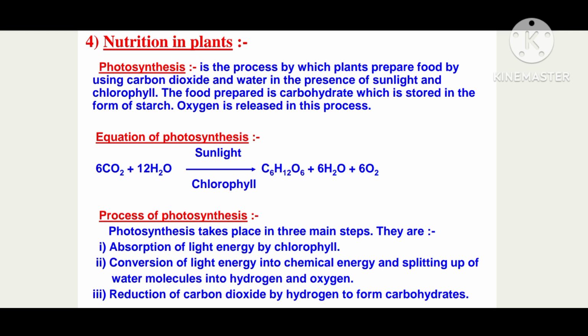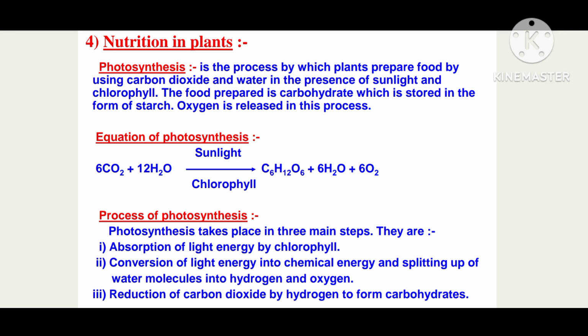Here photosynthesis is nothing but what? It is a process by which the plants will prepare their own food by utilizing what? Carbon dioxide and water in the presence of sunlight and chlorophyll. By using all these things, what will the plant do? The plant will prepare its own food. The food prepared is carbohydrate which is stored in the form of starch. Oxygen is released in this process.